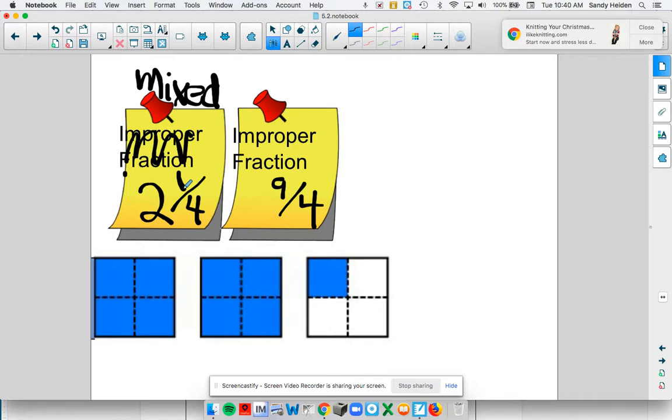Kind of looking ahead, I can get from this to this easy without the pictures. 2 sets of 4 is 8. 4 times 2 is 8, plus 1 is 9 fourths. The other way I can divide it: 4 goes into 9 2 times, and there'd be 1 left over.